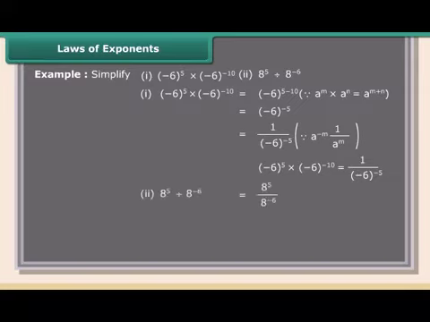8^5 divided by 8^(-6) is equal to 8^5 upon 8^(-6), which is equal to 8^(5-(-6)), since a^m divided by a^n is equal to a^(m-n), which is equal to 8^11.